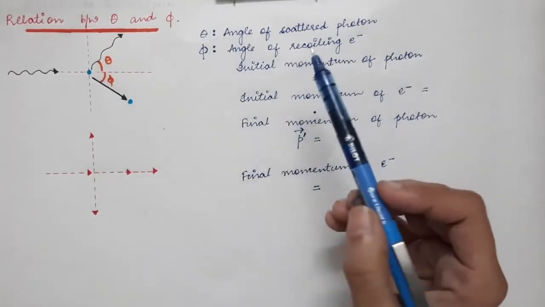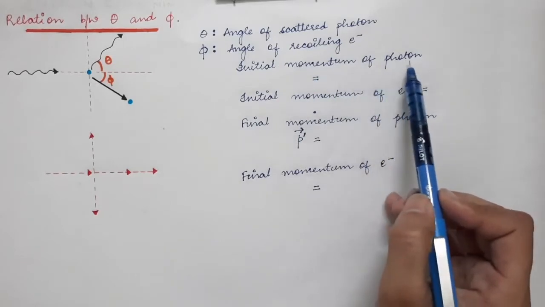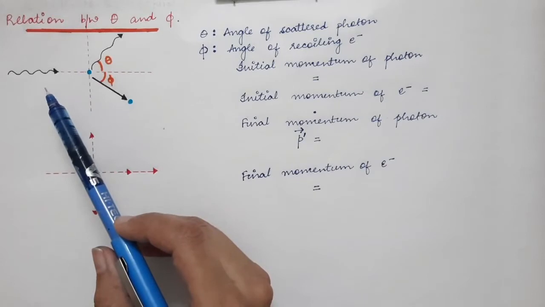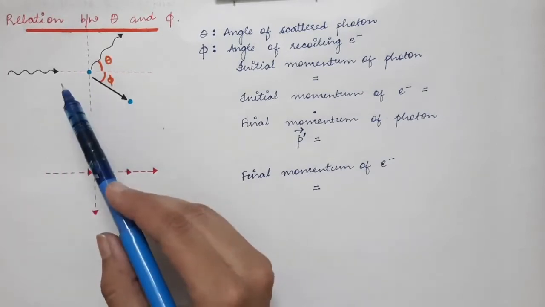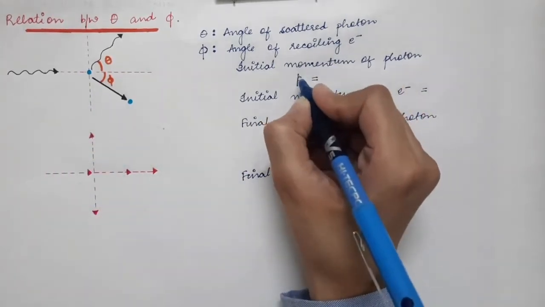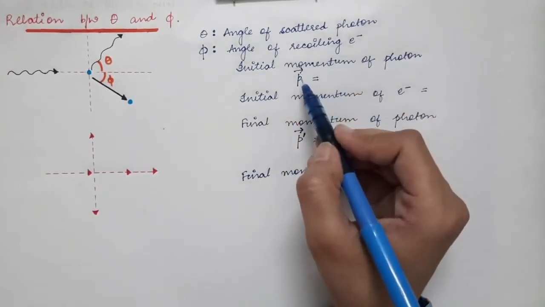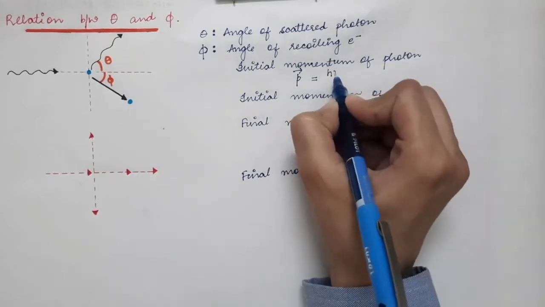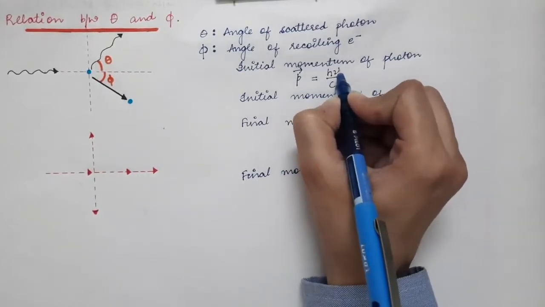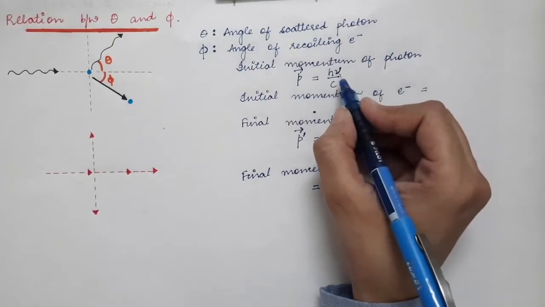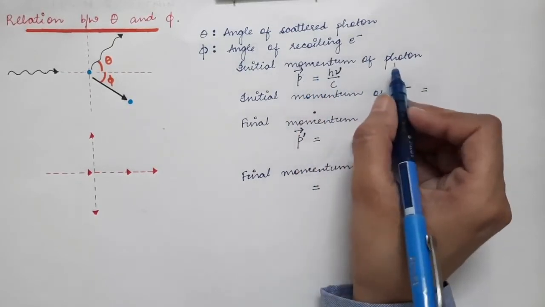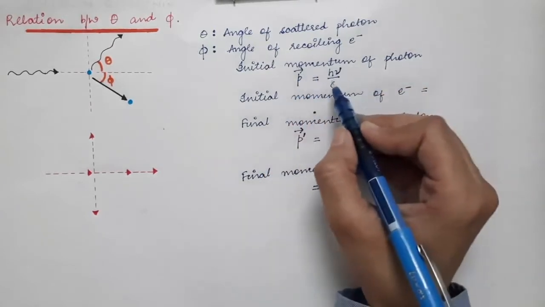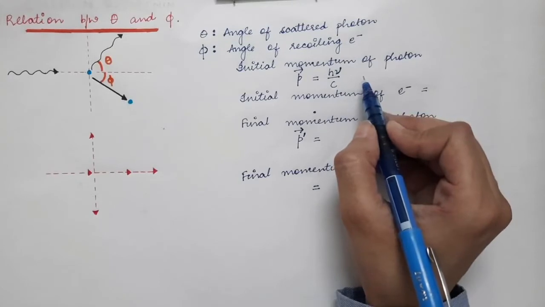So first of all, what is the initial momentum of the photon? Initial momentum means the momentum of the photon before the interaction. As we have denoted, p vector is the initial momentum of the photon, and this is given by h nu divided by c. Here nu is the frequency of this incident photon, and since I have written the momentum in vector form, on the right hand side I also have to denote its direction.